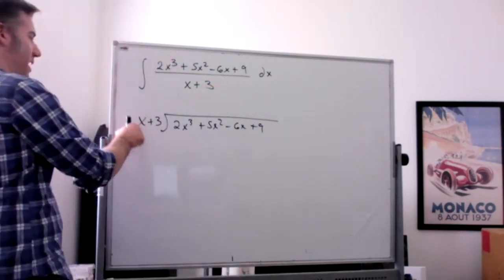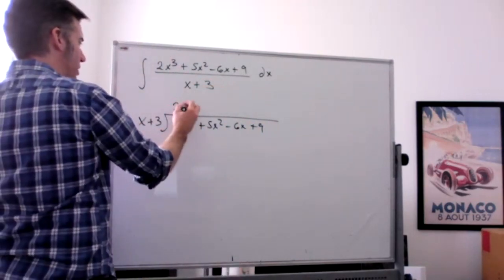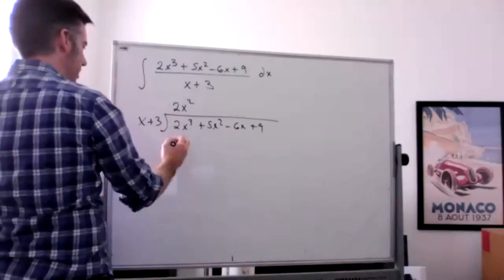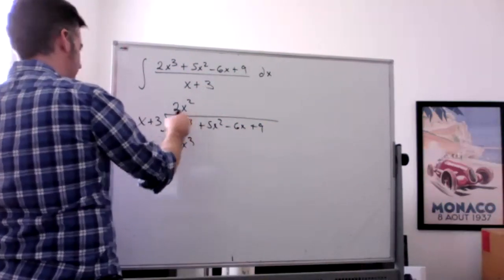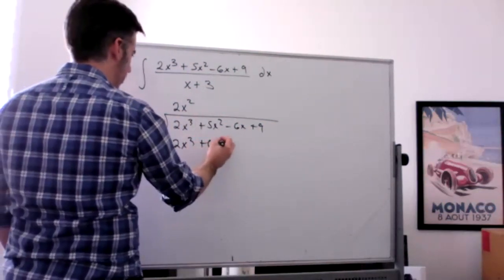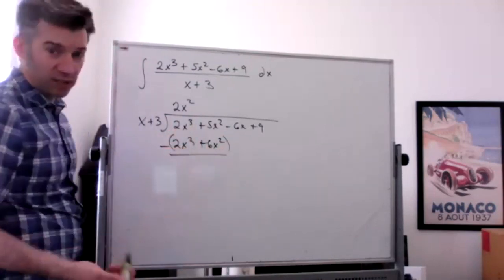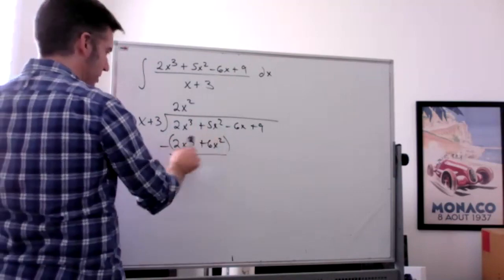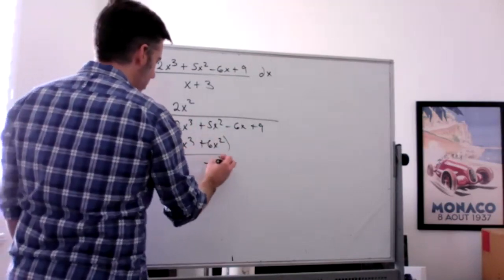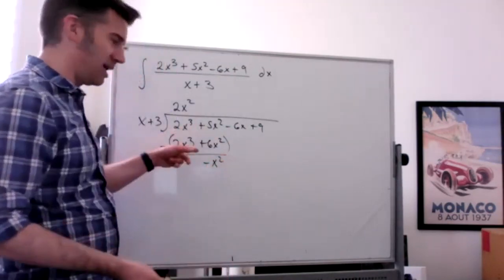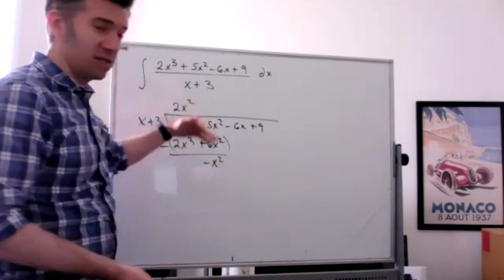So when you multiply by x to get 2x cubed, 2x squared. 2x squared times x is 2x cubed. 2x squared times 3 is 6x squared. Subtract. This minus this is always going to be 0. This minus this is going to be minus x squared. Some people do a thing where they change the signs. I don't like to do that. I like to just put parentheses around it and say it's subtraction. Bring down the next term.